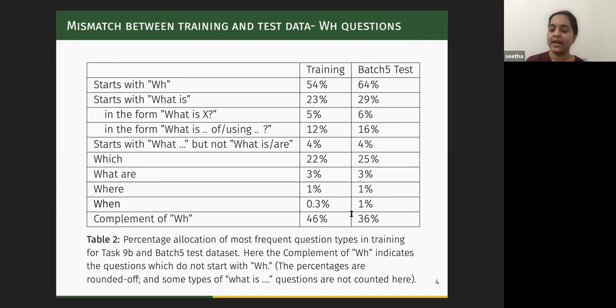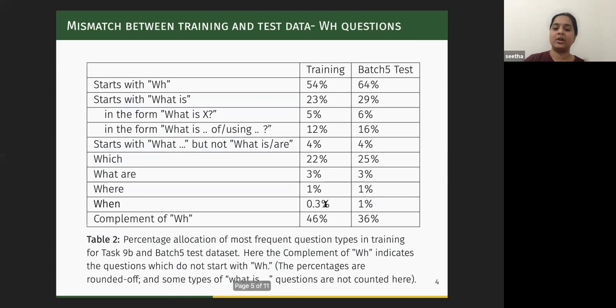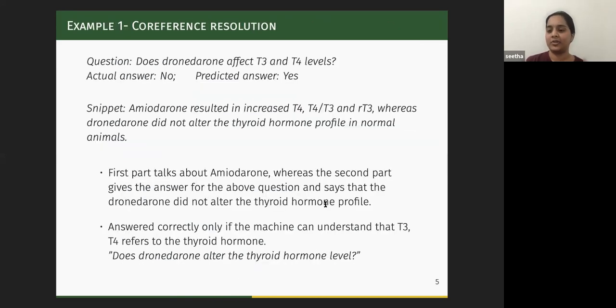Now coming back to our hypotheses: in the previous slide, I told you that we hypothesized a few things after going through these wrong answers manually. To check whether our hypotheses are right, we ran some experiments, and the next two or three slides will explain our experiments and results. The first hypothesis is that co-reference resolution is needed for better understanding of the questions.